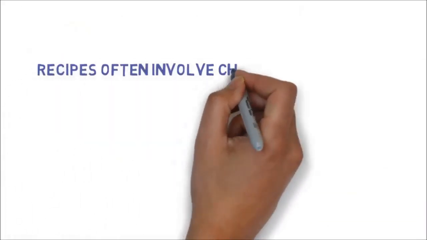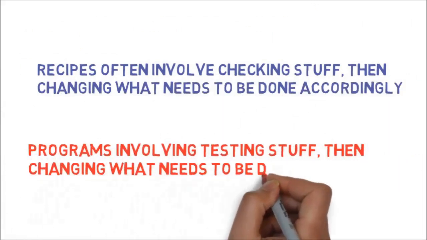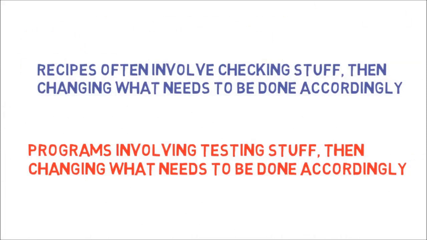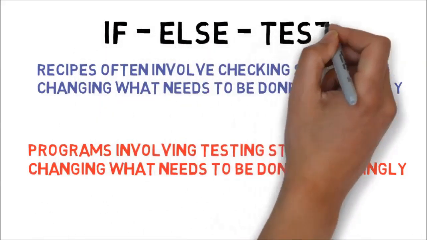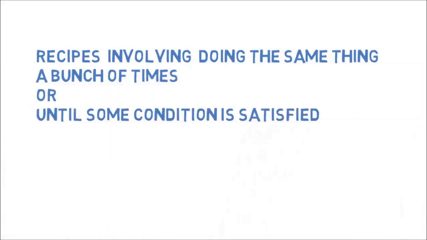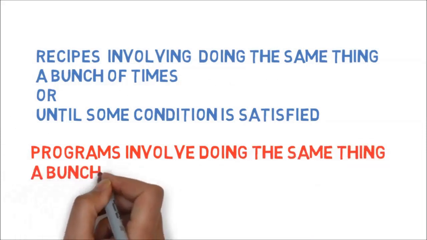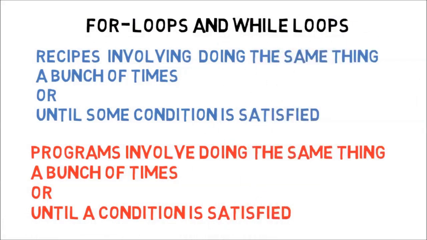Recipes often involve checking stuff, checking conditions, and then changing what needs to be done accordingly. Programs also often involve testing stuff, testing conditions, and then changing what needs to be done accordingly. Using judgment to evaluate conditions is important both in cooking and in coding. Recipes often involve doing the same thing a bunch of times or until some condition is satisfied. Similarly, programs and coding often involve doing the same thing a bunch of times or until a condition is satisfied. For loops and while loops are essential parts of programming, just like they are of cooking.